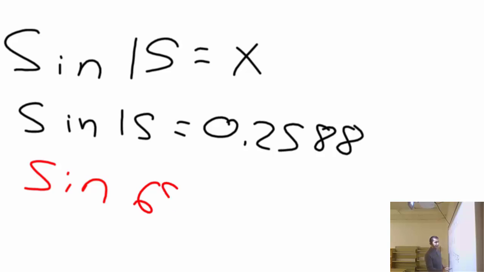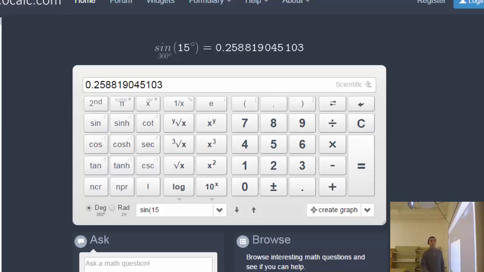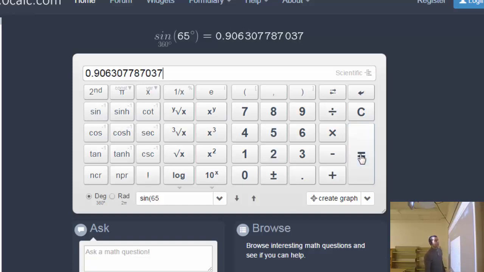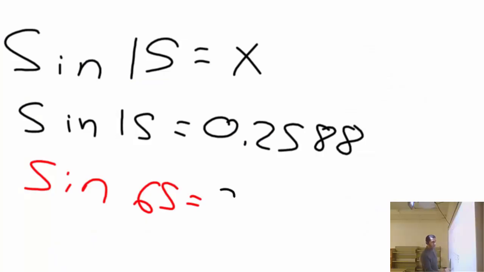Now my next question, let's do one more. Sin 65. So let's find out what sin 65 is. All you have to do, press the sin button that you have on your calculator, and then write down the value, 65, and equals. I got this, and the fifth number is 0, which is less than 5, so I'm going to keep it the way it is, 0.9063.